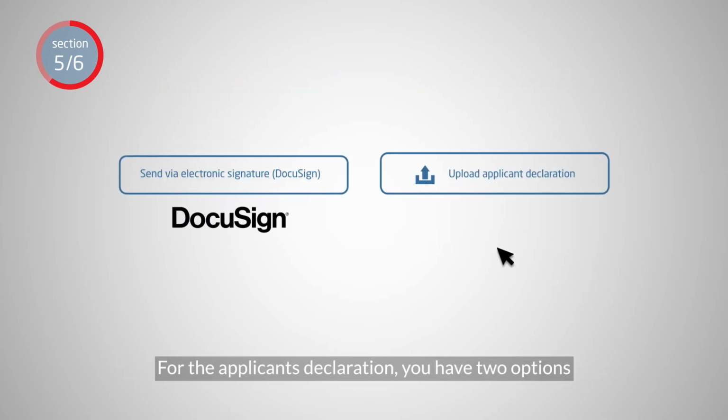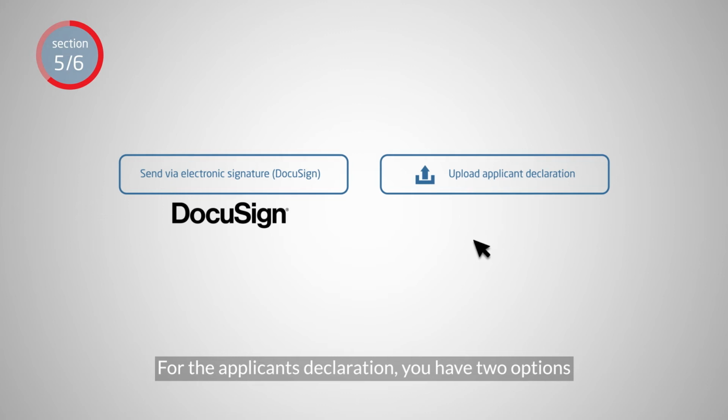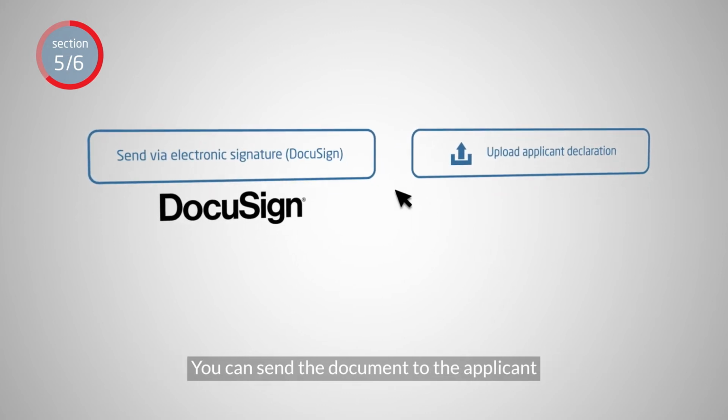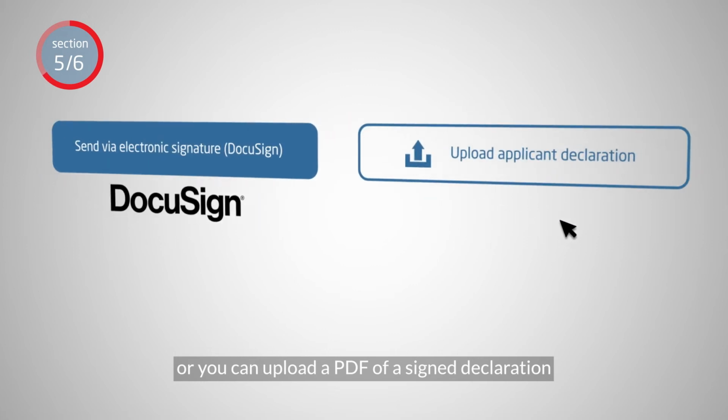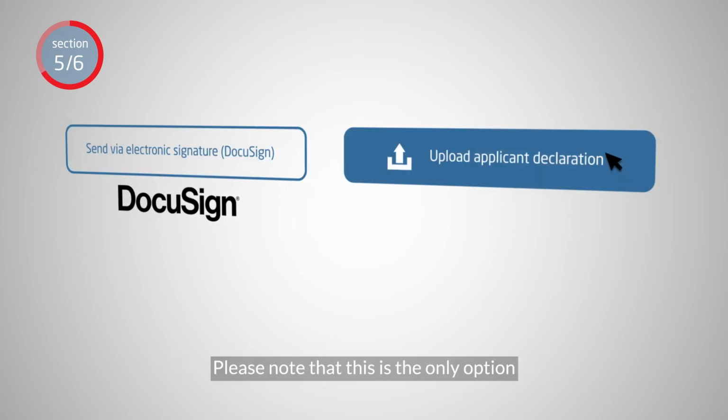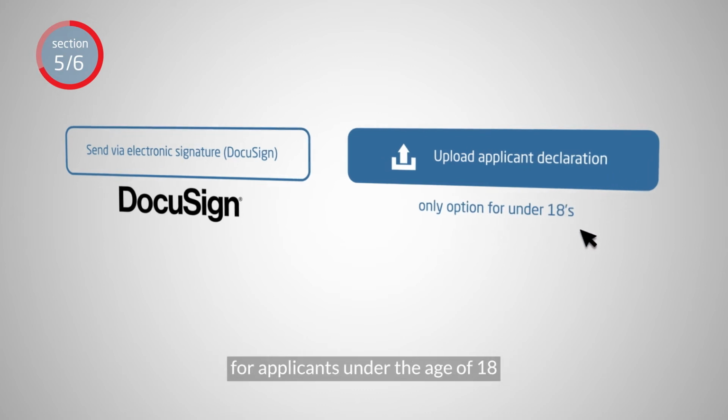For the applicant's declaration, you have two options. You can send the document to the applicant to electronically sign via DocuSign, or you can upload a PDF of a signed declaration. Please note that this is the only option for applicants under the age of 18.